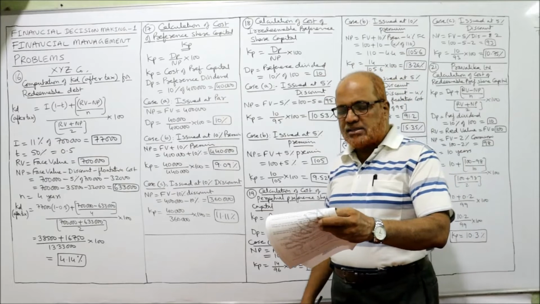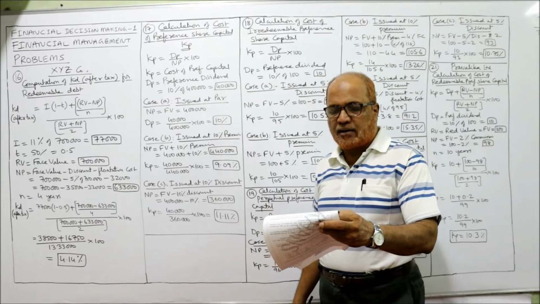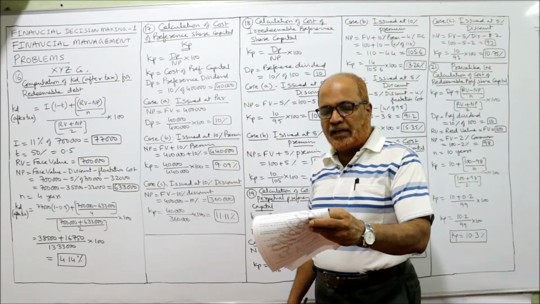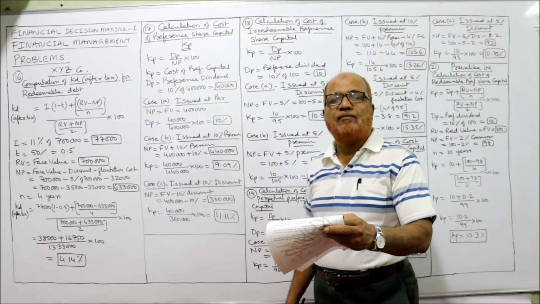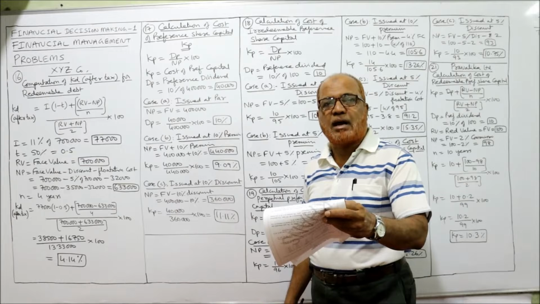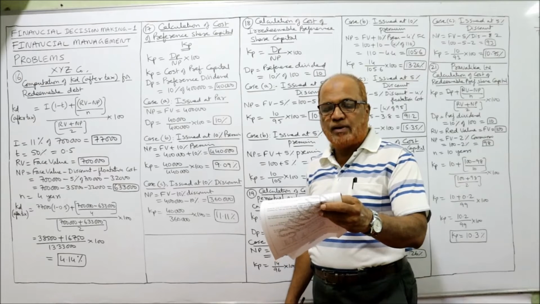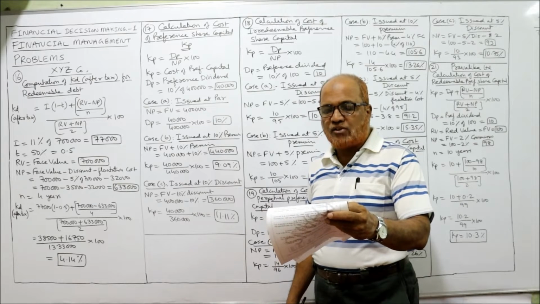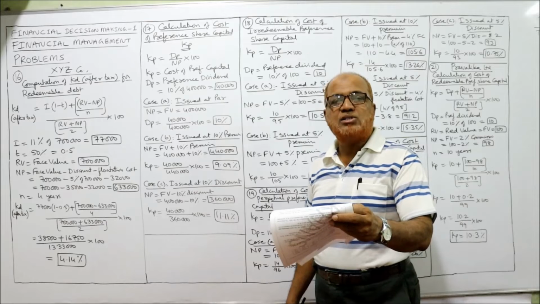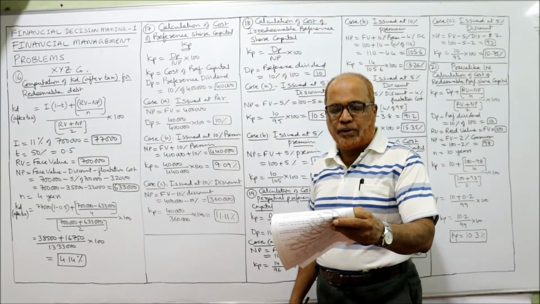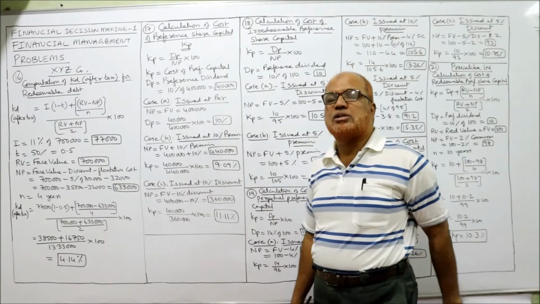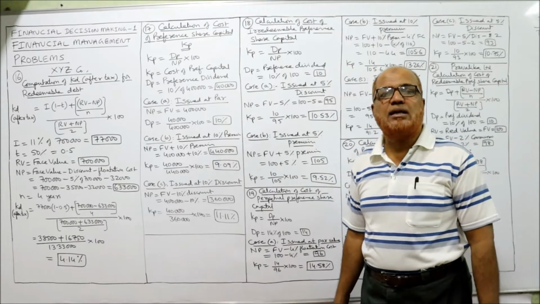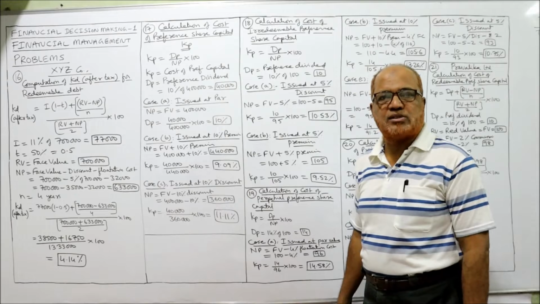A company raised preference share capital of 4 lakh by the issue of 10% preference shares of 10 each. The total face value of all preference share capital is 4 lakh. The face value is 10 rupees. Find out the cost of preference share capital when it is issued at par, at 10% premium, at 10% discount. So under 3 situations we have to calculate the KP, cost of preference capital.